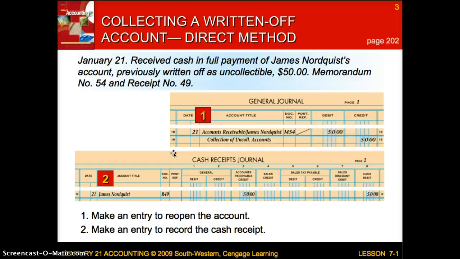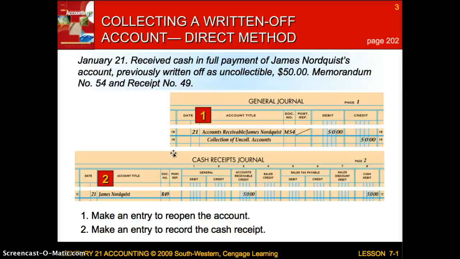So on January 21st, we received cash in full payment of James Nordquist's account previously written off. So he had told us he would be unable to pay. Somehow he gets those $50 and he pays us in full. So what we need to do now is make an entry to reopen the account.